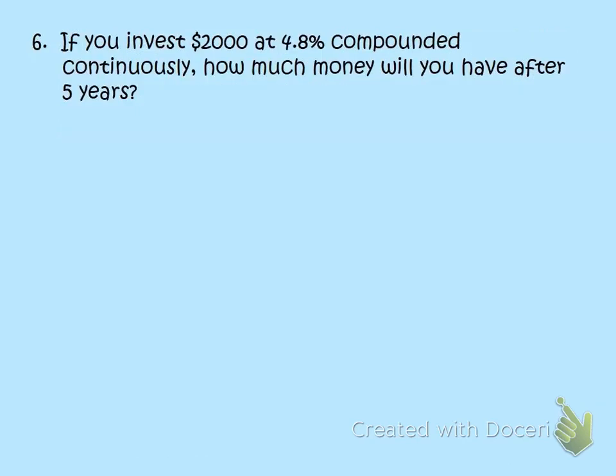All right? Another type, right? If you invest $2,000 at 4.8% compounded continuously, there's that word again, how much money will you have after 5 years? That continuously word means that you want to pick up this formula right here. A equals PE to the RT, where P is $2,000, your R is 4.8%, and your T is 5 years. Right? And again, since we're always adding, when we're talking about interest, we want our rate to be positive, of course.